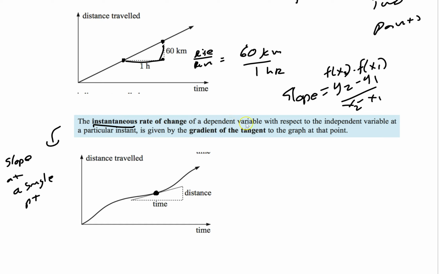So this rate of change depends on the independent variable and so on. All it's saying is that if we're talking about speed, that's probably the easiest way to measure it: how fast you're going at that one moment.